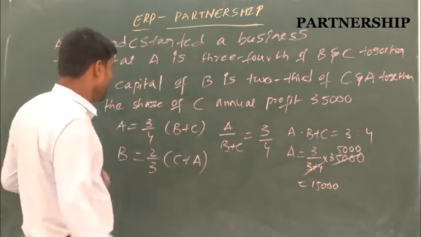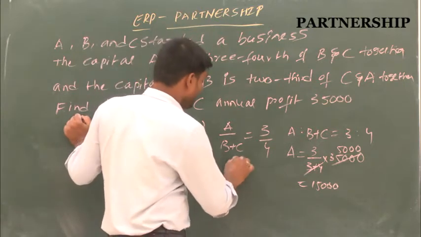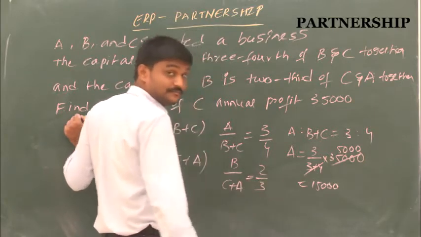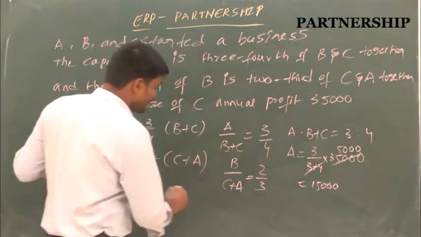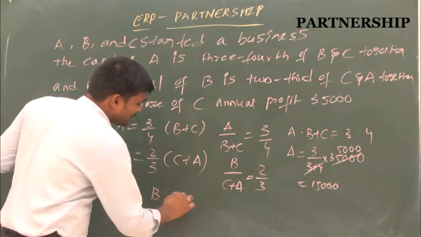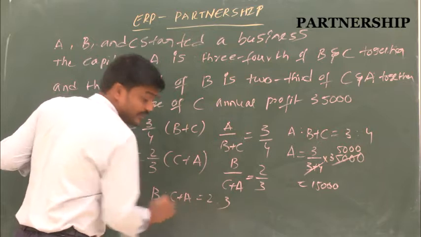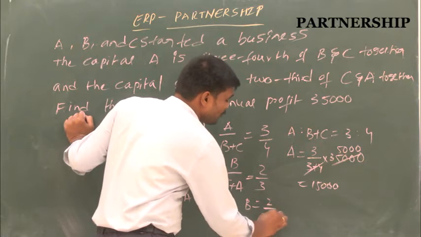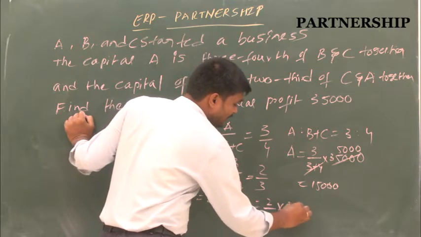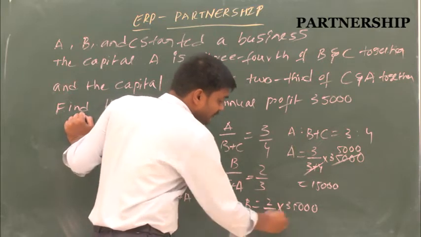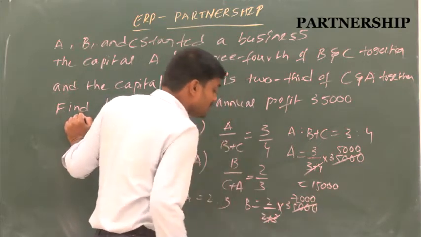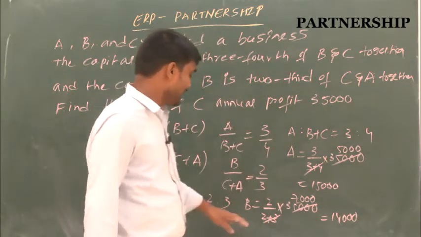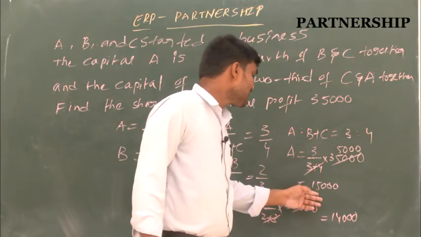If you want B's share, b by (c plus a) is 2 by 3. So here b is to (c plus a) is 2 is to 3. If you want B's share, 2 by (2 plus 3) into 35,000. So that's 7,000 times 2, that is 14,000. So A's share is 15,000 and B's share is 14,000.